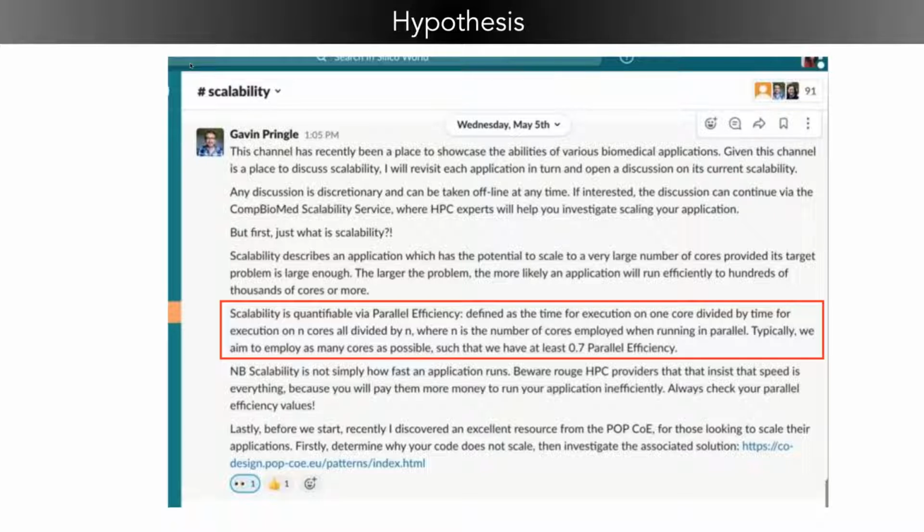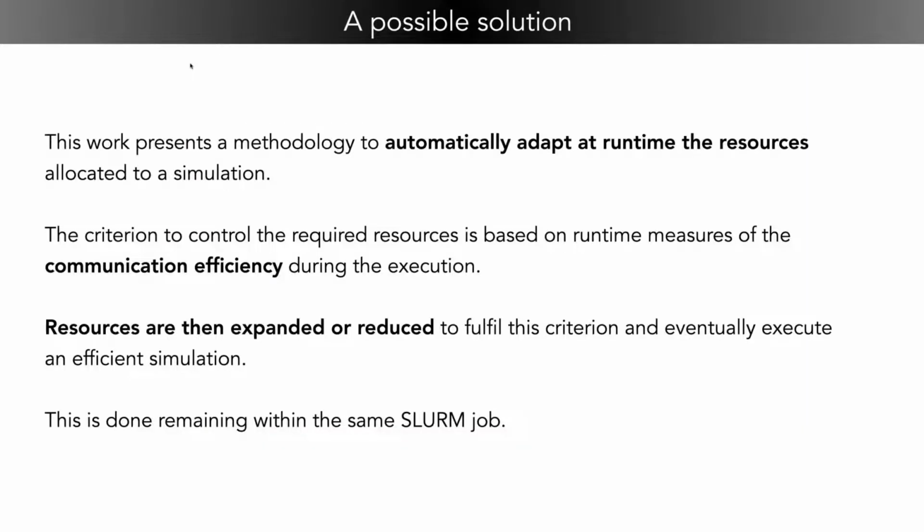It's not simply how fast an application runs. Okay, so I really appreciate this snapshot, because it explains everything that I will tell during this talk. Okay, so this is what we've been working on.